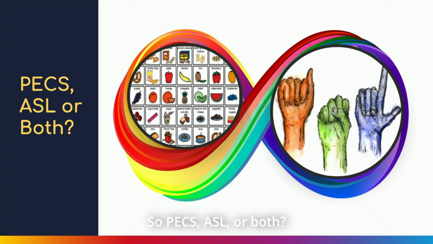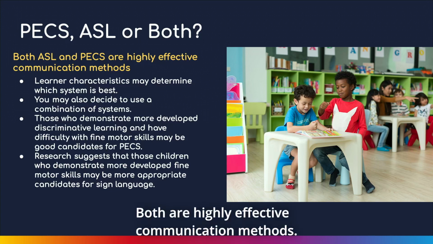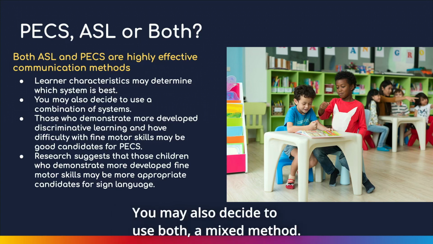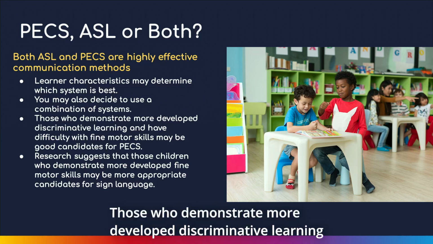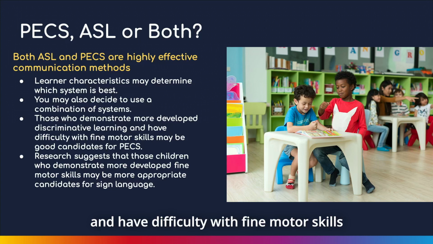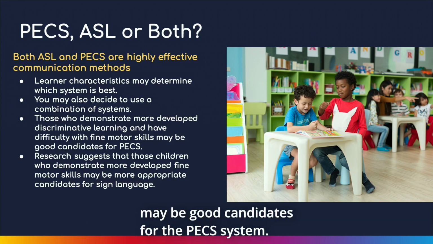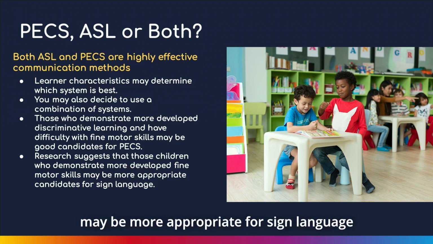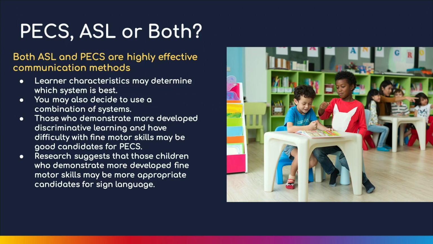So, PECS, ASL, or both? Both are highly effective communication methods. Learner characteristics may determine which system is best. You may also decide to use both, a mixed method. Those who demonstrate more developed discriminative learning and have difficulty with fine motor skills may be good candidates for the PECS system. Those children who demonstrate more developed fine motor skills may be more appropriate for sign language as the communication system.